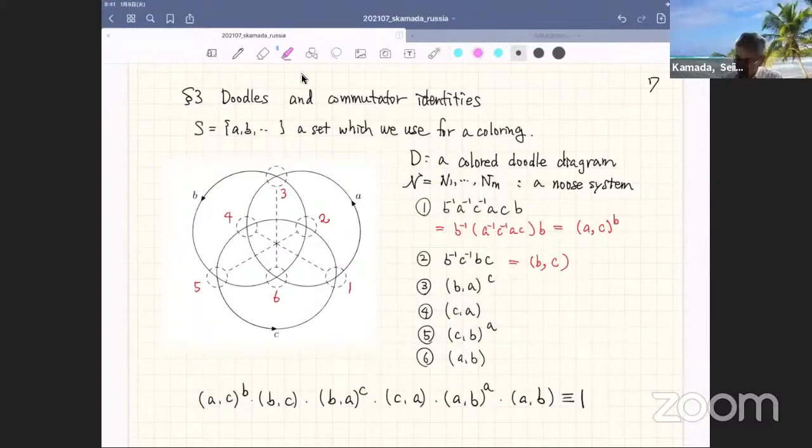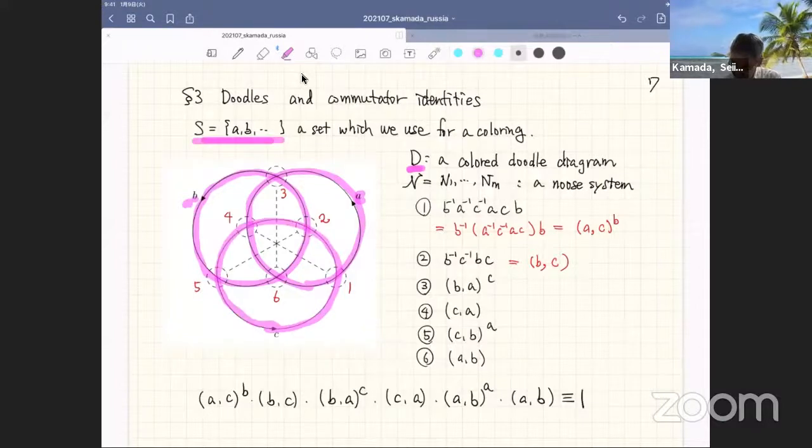Now we discuss commutator identities and doodles. Let S be a set which we use for coloring, and let D be a colored doodle diagram. A colored doodle diagram means a doodle diagram where each component is colored by an element of S. This is an example. This is the Borromean doodle. This component is colored by A, this component is colored by B, and this component is colored by C. So this is a doodle diagram colored by elements of S.